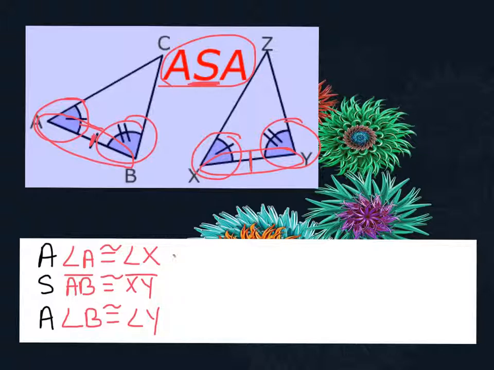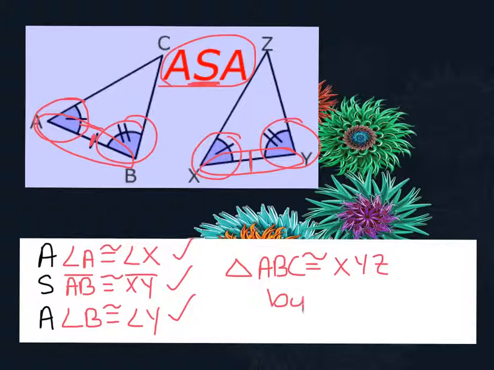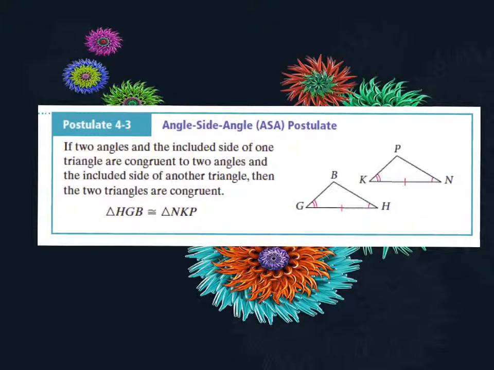Now because we have an angle, a side, and an angle that is congruent to each other from the two triangles, we can then conclude that triangle ABC is congruent to triangle XYZ by the statement angle, side, angle, or the postulate angle, side, angle. And here's the more formal definition, angle, side, angle postulate. If two angles and the included side of one triangle are congruent to two angles and the included side of another triangle, then the two triangles are congruent. So these two are congruent to each other because of angle, side, angle.